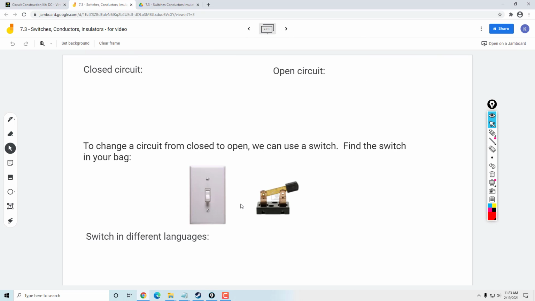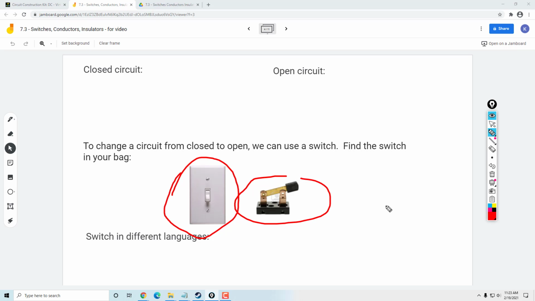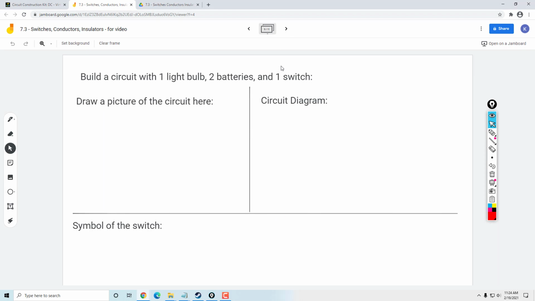So in real life, switches look like this. But really, all it is just something like this. When it's connected, it's closed. When it's not connected, it's open. So if we built a circuit with a light bulb, 2 batteries, and a switch, if I were to draw it, it might look like this.